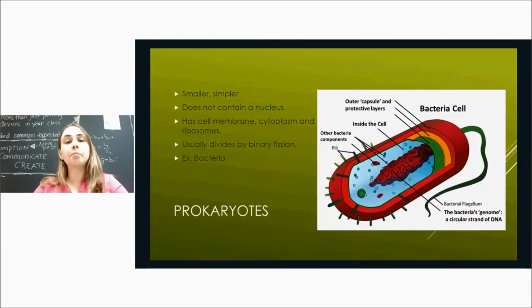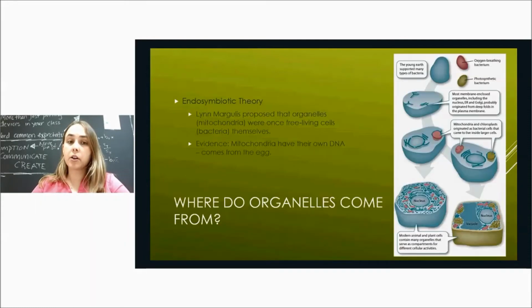Prokaryotes are simple and small. They do not contain a nucleus. They do have a cell membrane, cytoplasm, and ribosomes, and they divide by binary fission. All prokaryotes are bacteria. Lynn Margulis was a scientist that studied where organelles come from.